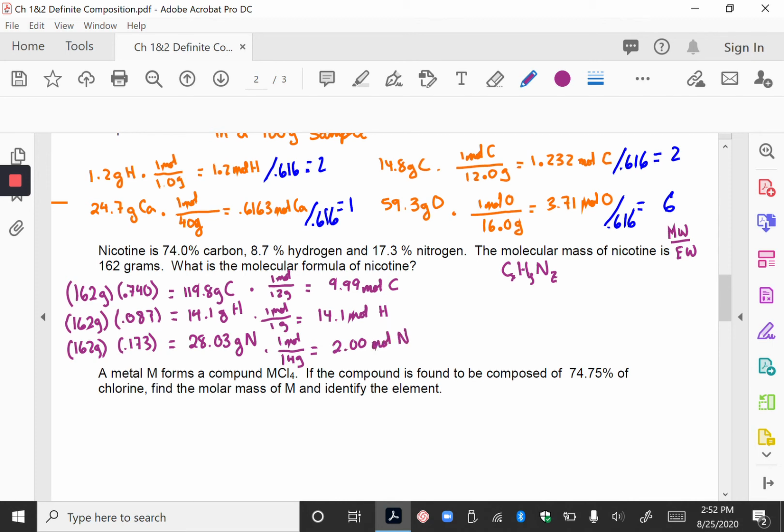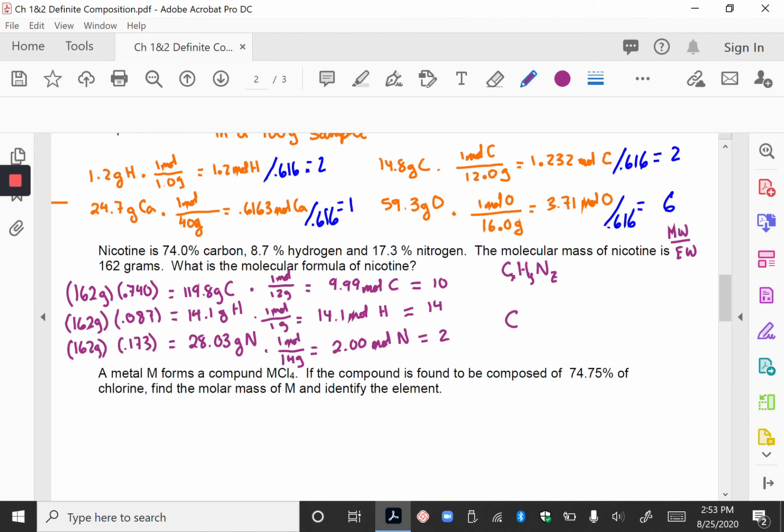Now, if you did it this way, you don't then look at these numbers and say, what's the ratio between them? You actually use those numbers. These numbers, if you did it correctly, should be very close to whole numbers. So this is pretty close to 10. This is pretty close to 14, and obviously this is 2. These are the numbers that you use for your molecular formula. Don't divide by the lowest number. Don't do anything. Just use whatever those are. Those should be, again, close to whole numbers. That is your molecular formula, not empirical, but molecular.